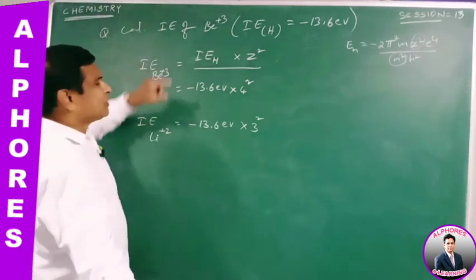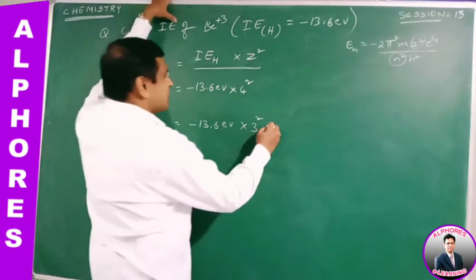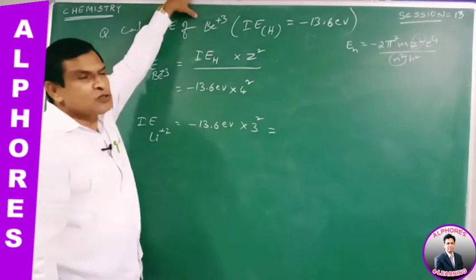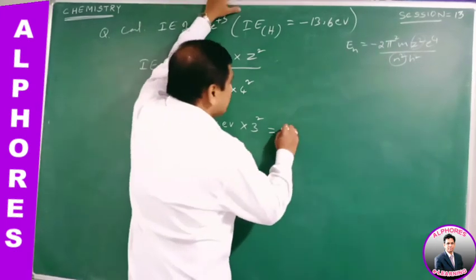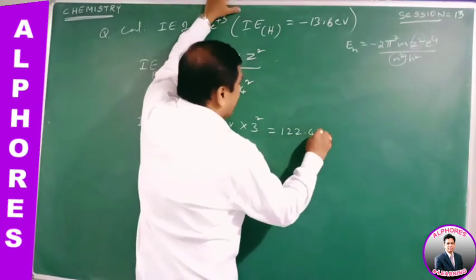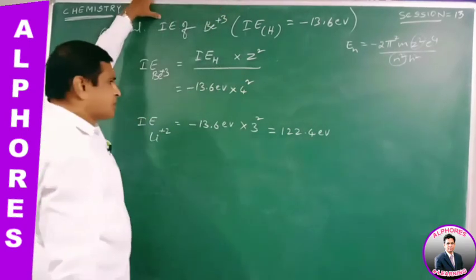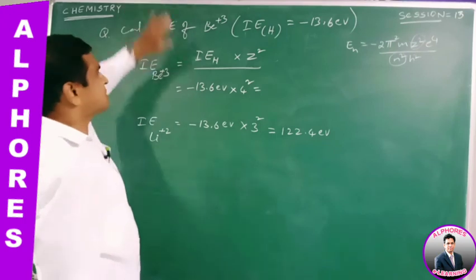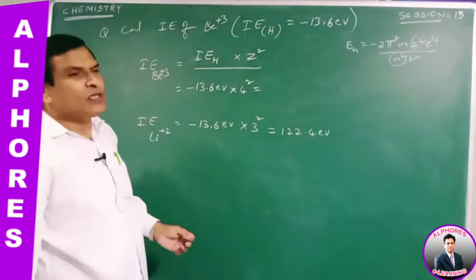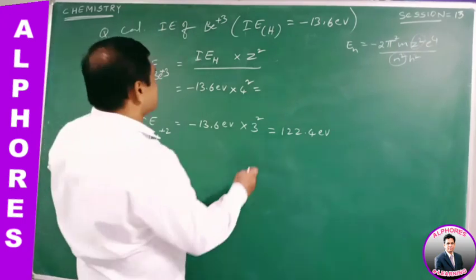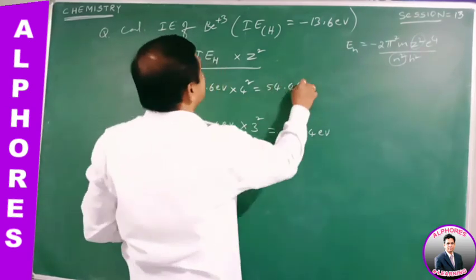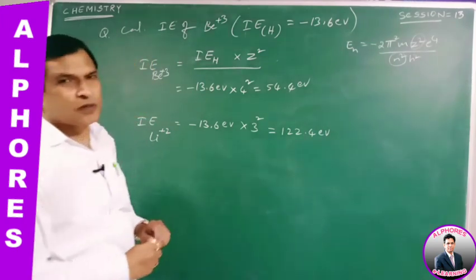So how much could it be? For lithium 2 plus, that is into 9. How much is 13.6 into 9? That is 122.4 electron volts. And how much is given here? It is given 54.4 electron volts.